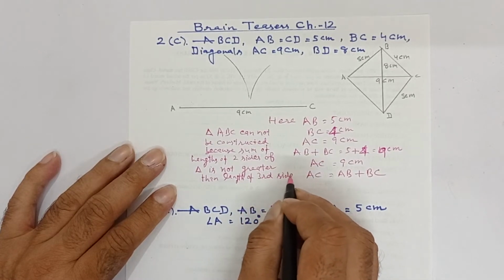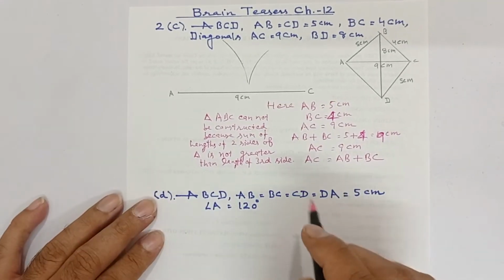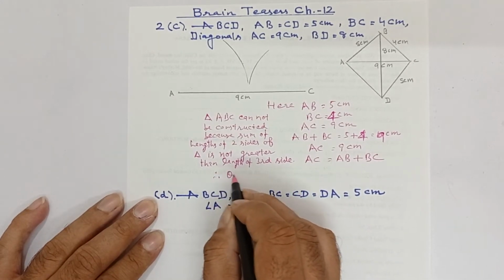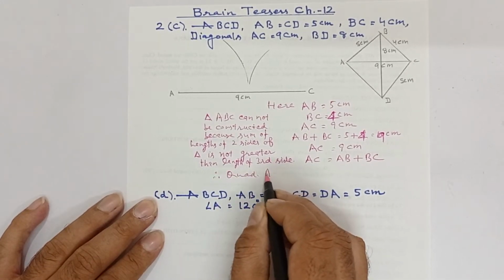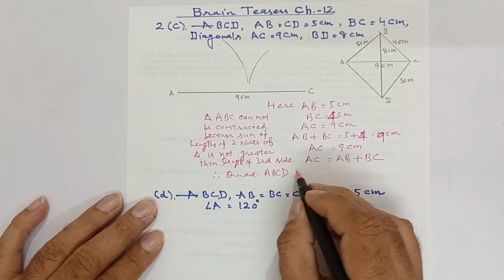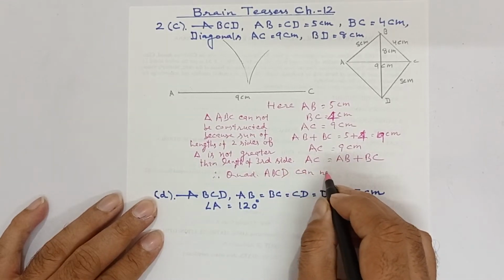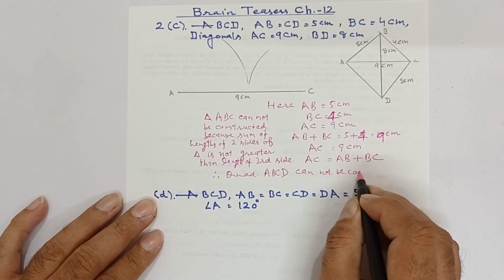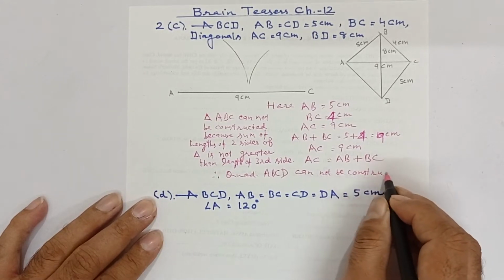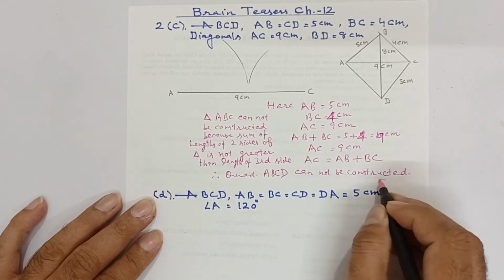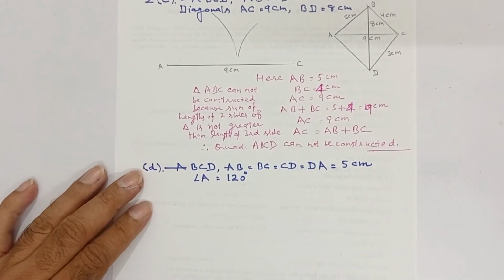So if triangle ABC will not be constructed, then overall quadrilateral ABCD cannot be constructed. So this way you should write that quadrilateral ABCD cannot be constructed.